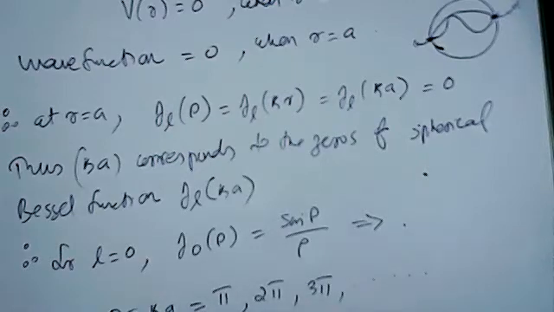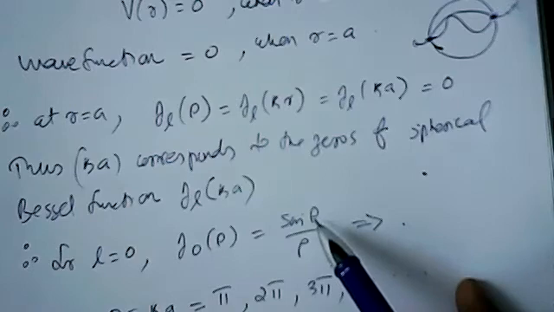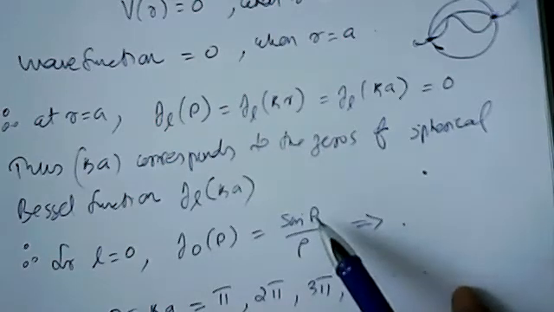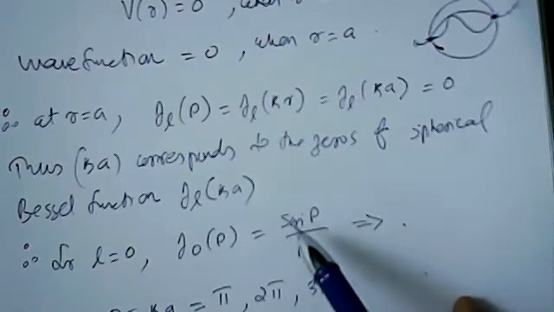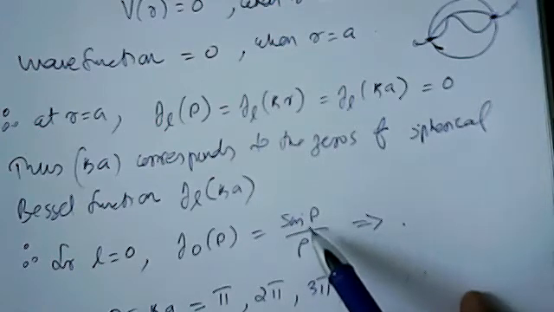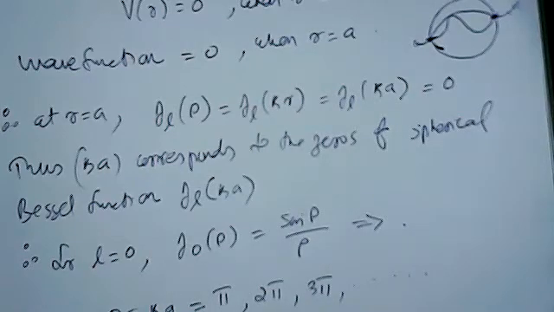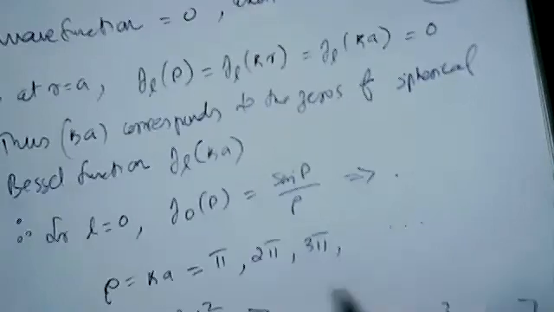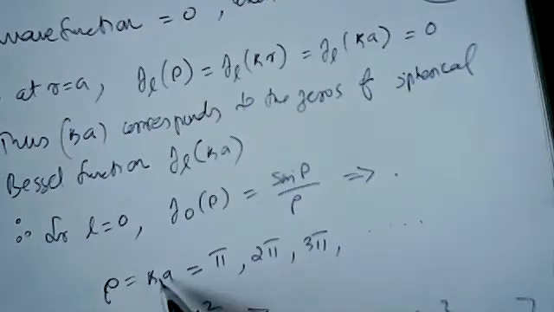Okay, so ka you can write as rho, which is pi. Sine pi is 0, sine 2 pi is 0, sine 3 pi is 0, like that. For any multiple of pi, this function becomes 0. So the rho values are pi, 2 pi, 3 pi, etc. So the ka values are pi, 2 pi, 3 pi, etc. Therefore, we have found the ka values.